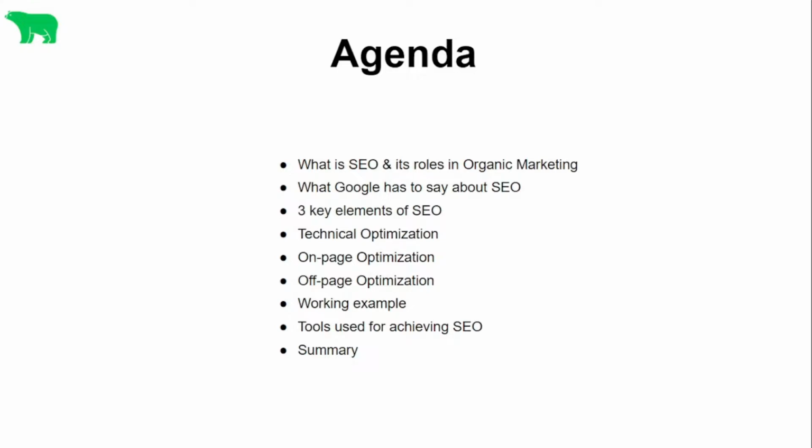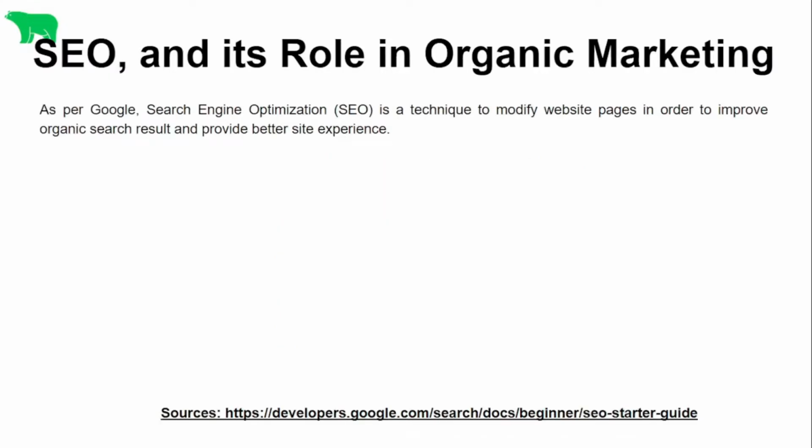We'll also take an example and work through it, and then we'll conclude our whole agenda with certain tools which can be used to achieve SEO, and then we'll summarize it. Now let us understand what search engine optimization is.